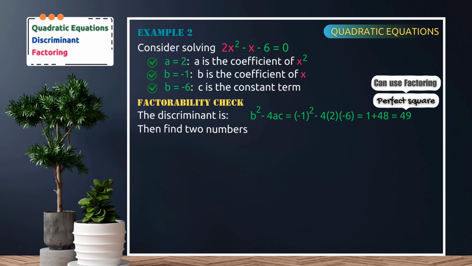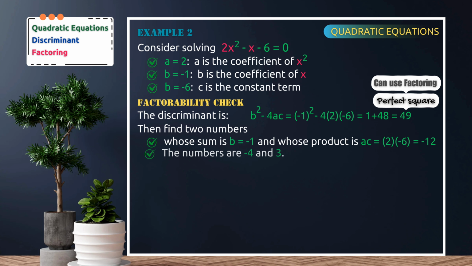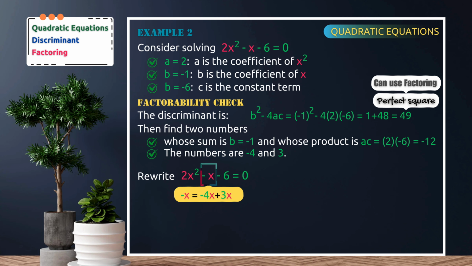Now, we look for two numbers whose sum is negative 1 and whose product is 2 times negative 6, which is negative 12. These are negative 4 and 3. Next, we replace negative x in the equation with minus 4x plus 3x to get 2x squared minus 4x plus 3x minus 6 equals 0.